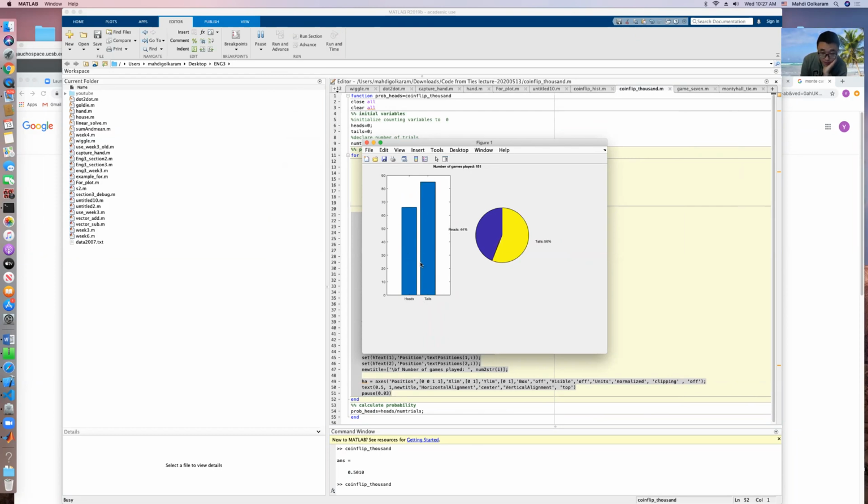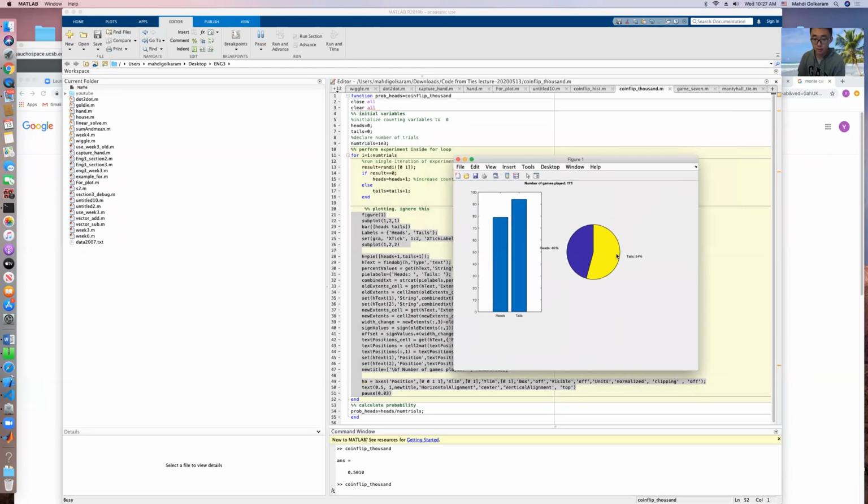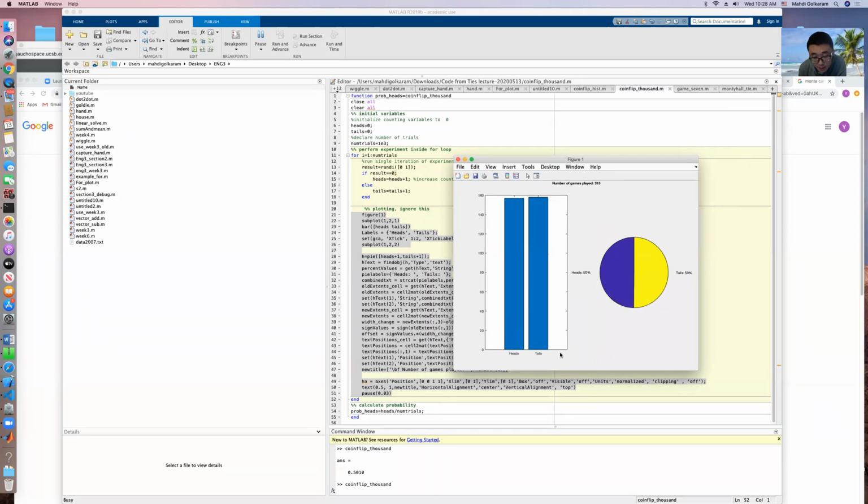Actually, those two plots are representing the same thing. This is a bar plot and this is a pie plot. And you can see, because we did this 1,000 times, this is 200 something. And here we recorded tails. For Jacob, the reason I recorded tails is because I want to draw this here. Of course, you can also get this by number of trials minus heads, it's the same.